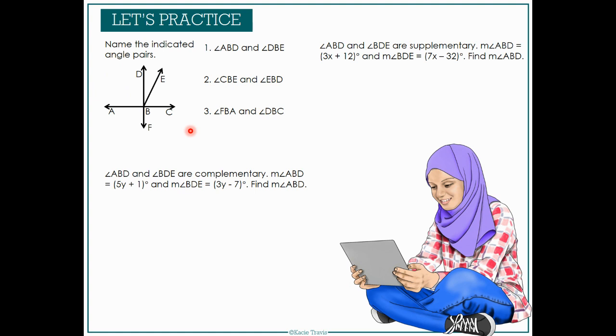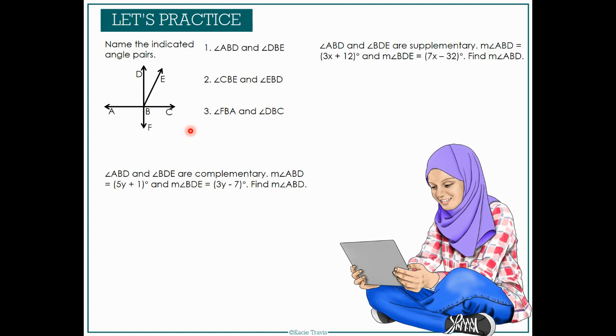Then we have two examples on the bottom. These both are written out in words, so you have to make sure that you go through, pick apart what we're talking about, okay? It says one of them is two pairs of angles that are supplementary, the other two are complementary. Remember, supplement 180, complement 90. All right, pause the video, work it out. I'm going to catch you in a few.